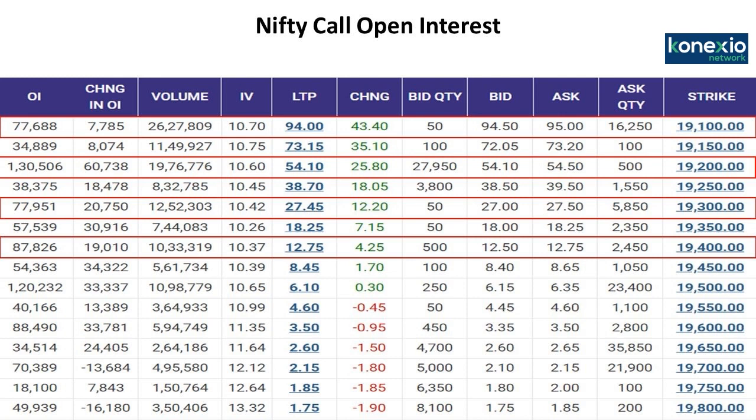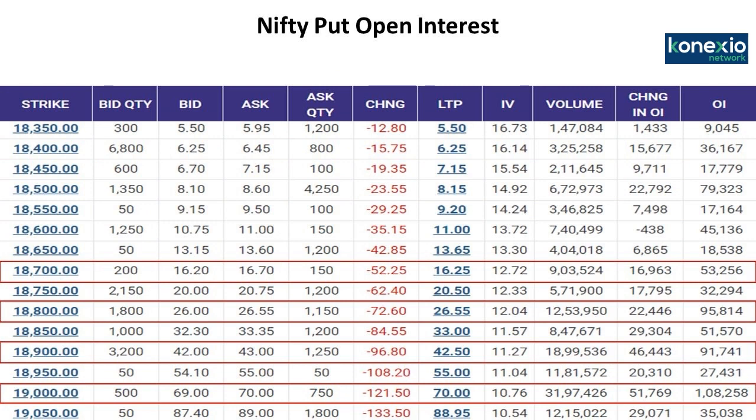Now let us discuss the important data of Nifty puts. You will see on the screen, in Nifty puts, the action was seen in 19,000 puts, 18,900 puts, 18,800, and 18,700 puts. Here you can see there is a rise in the open interest. Volumes are also high. Implied volatility is slightly going higher. It is between 10.76 and 12.72.